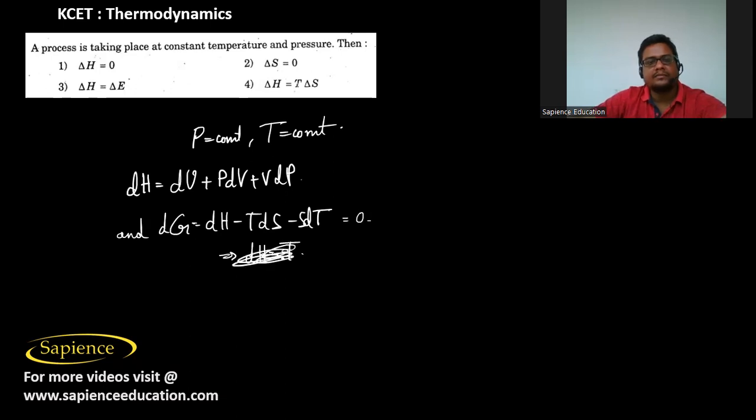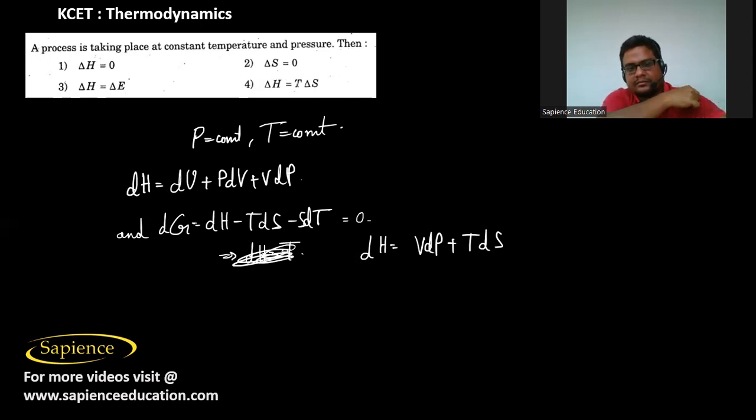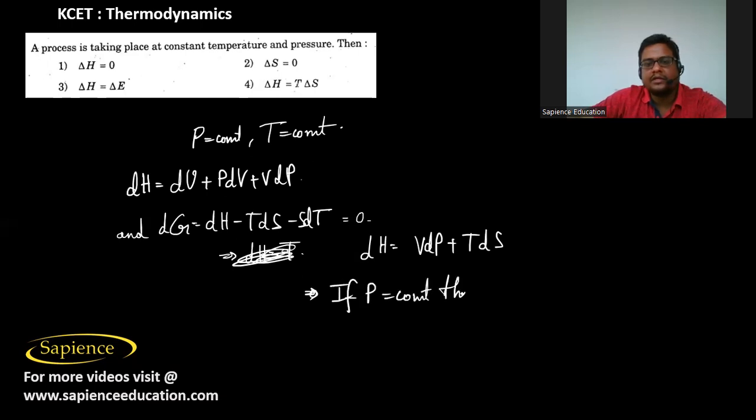Okay. Now from here we can see that dH will come as VdP plus TdS. So now if pressure P is constant, then VdP will be equal to 0 only. And since temperature is constant, therefore dH I can write simply as equal to TdS. So it means delta H will be equal to T delta S.